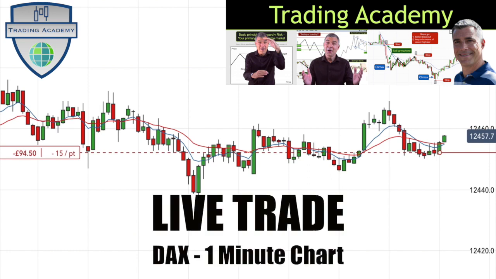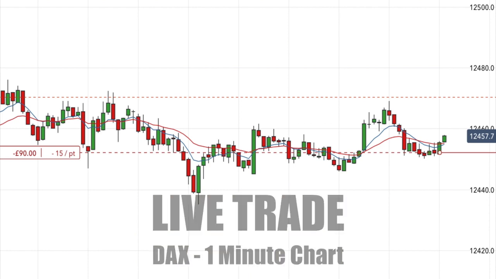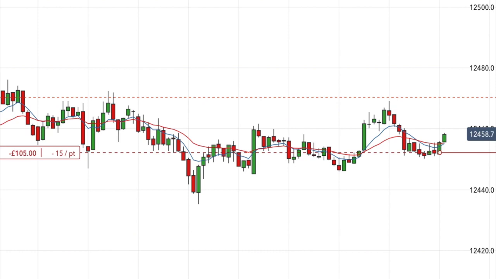Hi everyone, just entered a short on the DAX. This is the 1 minute chart on the DAX, and the market's down about 150 points so far this morning, so it's been in a downtrend from the open basically. It's just after 10 o'clock in the morning, so about another hour's worth of trading for me.